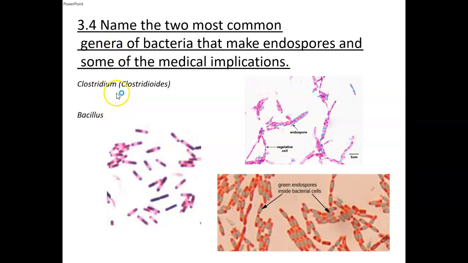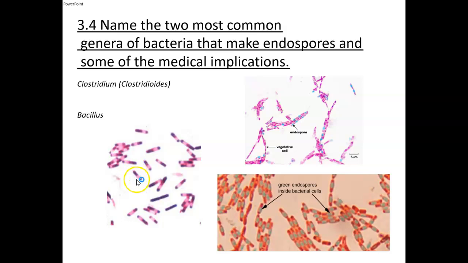So the two genera that I have that make endospores are Clostridium and Bacillus. Now, fairly recently, they've renamed Clostridium to Clostridioides. So you might see Clostridioides or you might see Clostridium. But either way, the genus begins with a C, so we call it C and whatever species. Okay, so you want to remember these names, Clostridium and Bacillus. These will come up again.